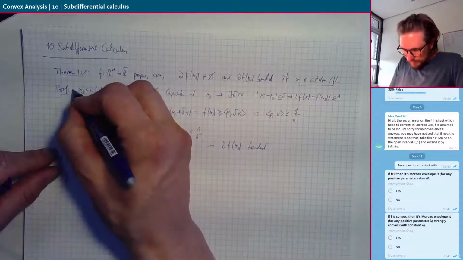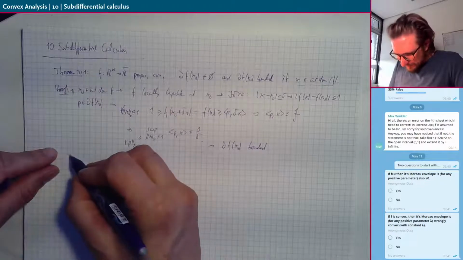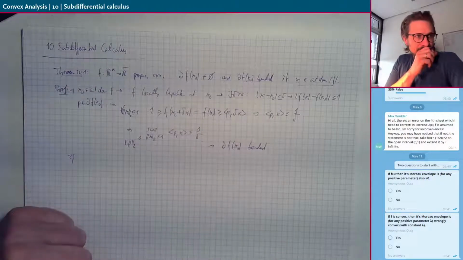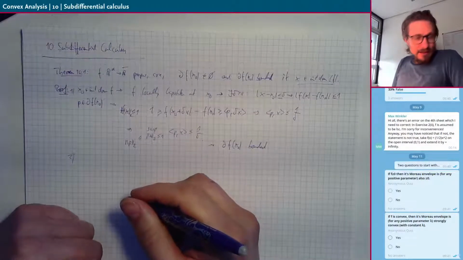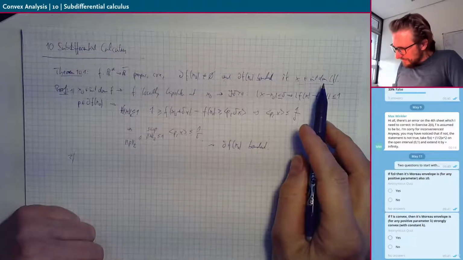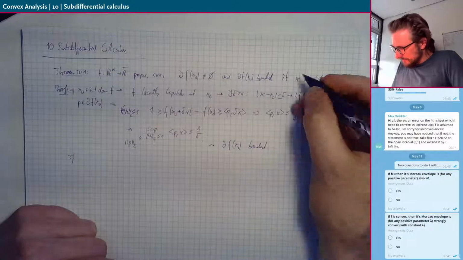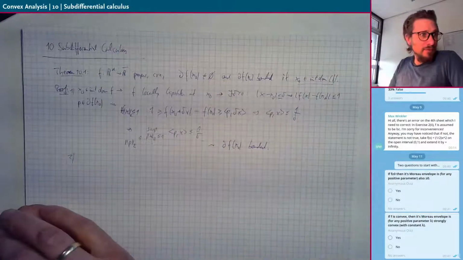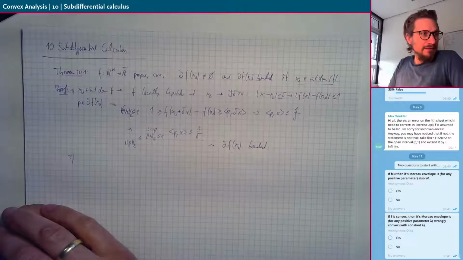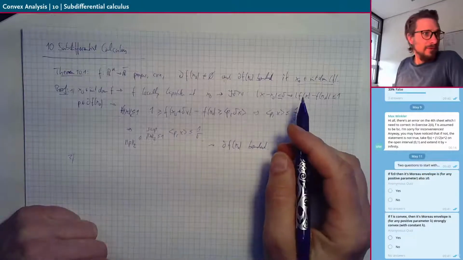Okay, so that was the first part. The second part is existence. So if we have x0 in the interior of the domain, yeah, we assume. Oh, there's also a typo in there.